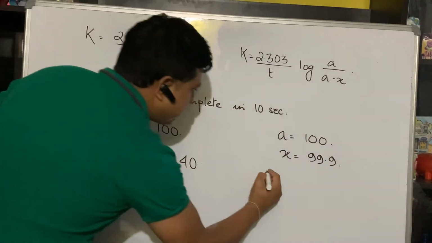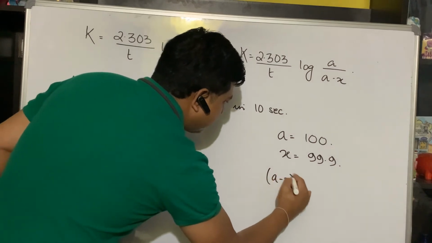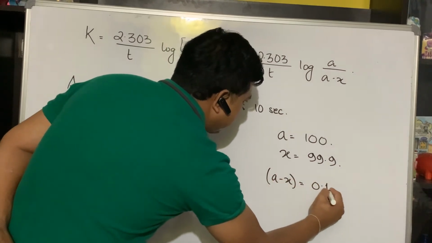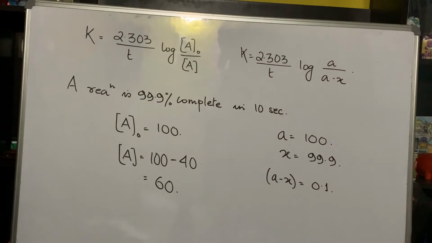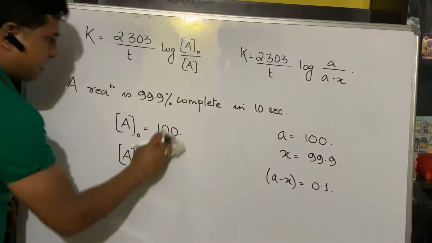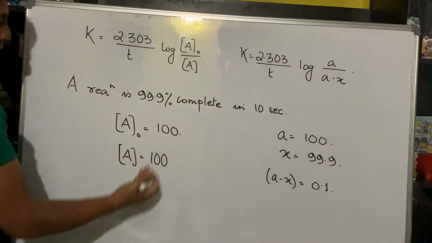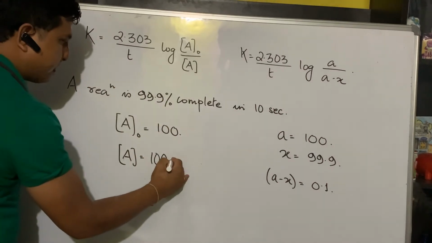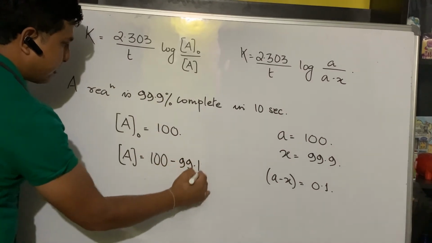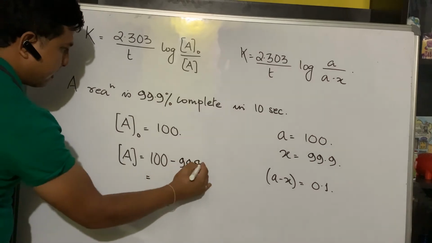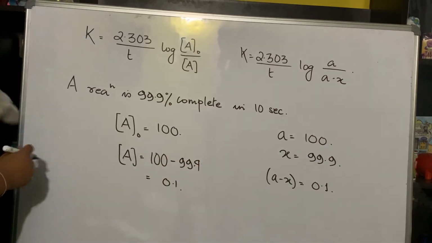So what is the amount of reactant left now? A minus x, it will be 0.1. 100 minus 99.9. Or in terms of this, how will you understand again? Initial was 100, 99.9% complete means out of 100, 99.9 has been converted into product. So what is the amount of reactant left? It will be again 0.1.